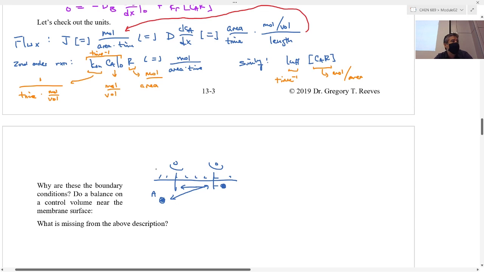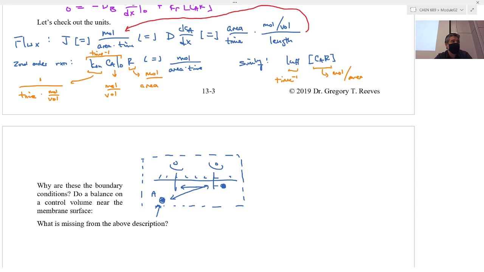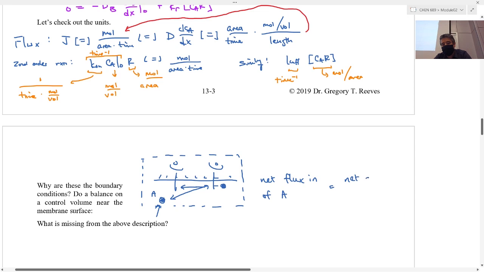So if we're doing a balance around this control volume near the surface, A has to first arrive at the control volume, and then it has this reversible reaction with the receptor. So the net flux in of A is balanced by the net consumed by reaction.